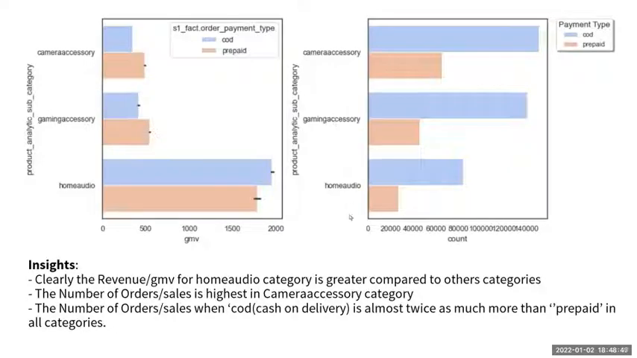What are the three product subcategories? Home audio, gaming accessory, and camera. Y-axis has all these three product subcategories. So you see, COD and prepaid have more or less the same effect on your revenue, but your number of sales is basically showing that people trust COD more than prepaid. So that's one thing that the company can look into.